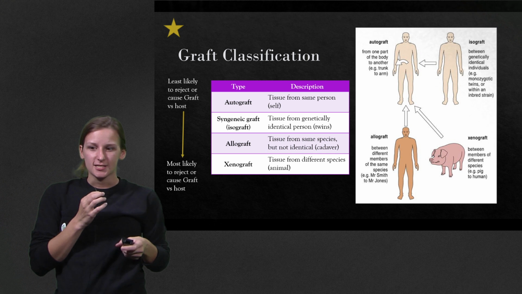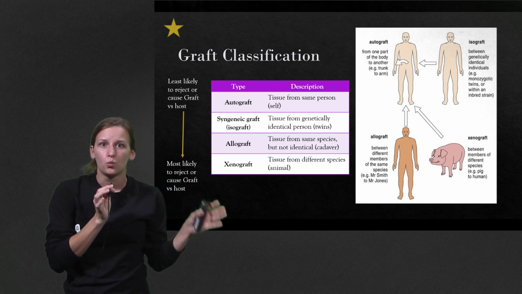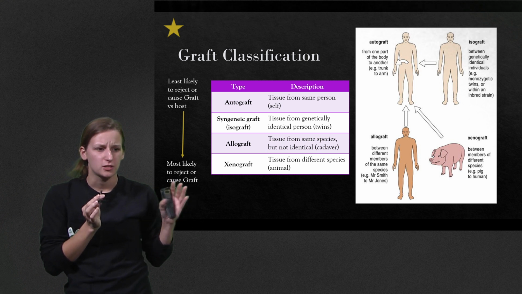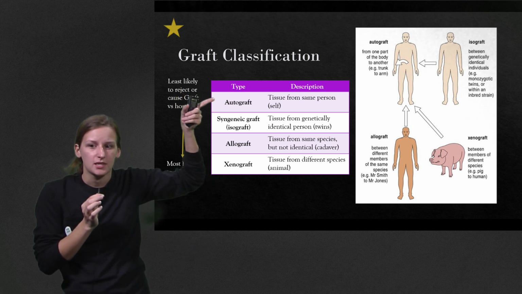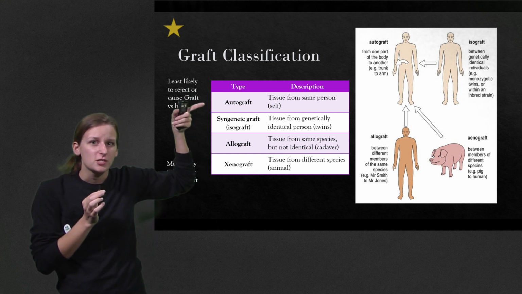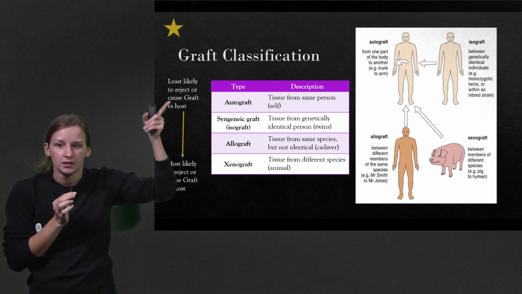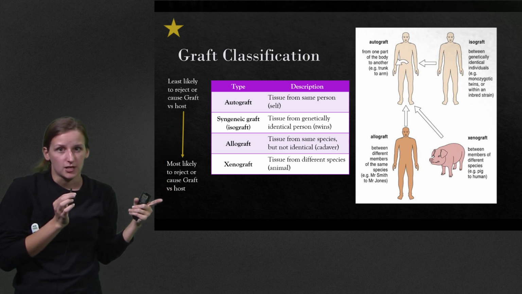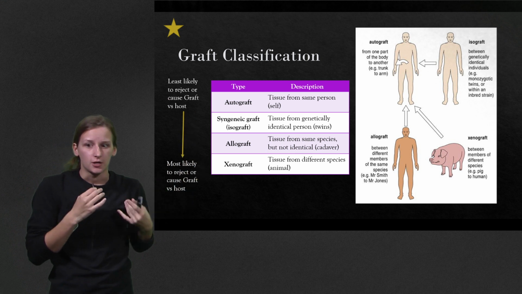All right, so graft classification. This is an easy one, match the graft to what the donor and the recipient are. Going from top to bottom is closest to yourself to the farthest from yourself. In other words, least likely to reject to most likely to reject if you decide to do a transplant. Autograft is yourself, auto.